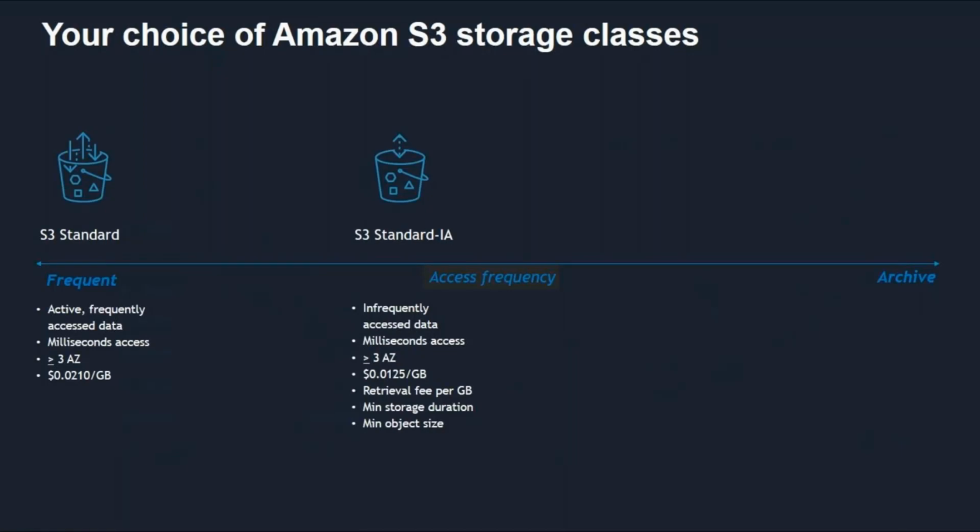Standard is, of course, the original class of storage that gives you millisecond access and is available in at least 3 availability zones for every region in which it operates. Of course, that's every region. Now, when we look at that data, that class of storage is designed for data that is active and frequently used as part of our production environments.